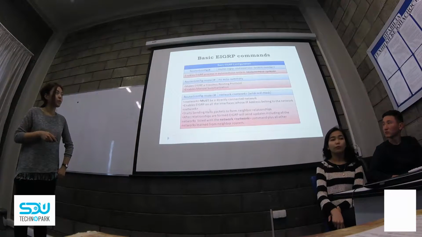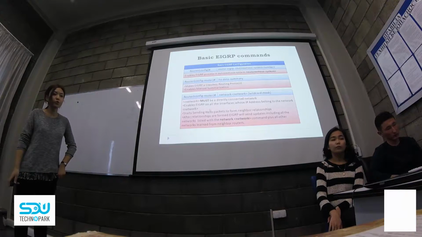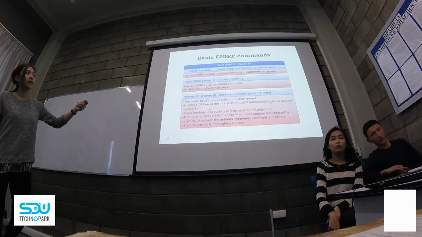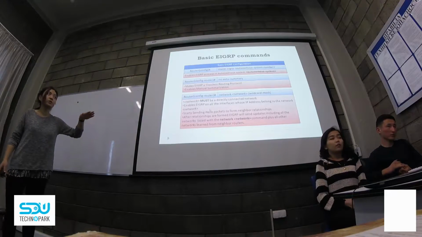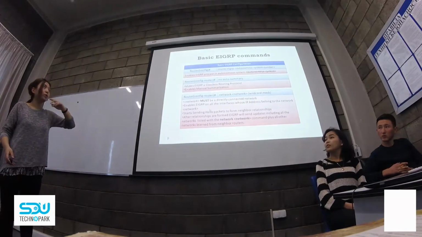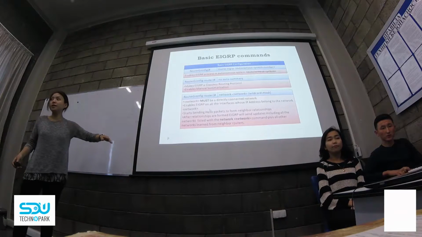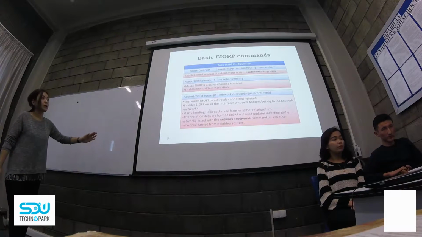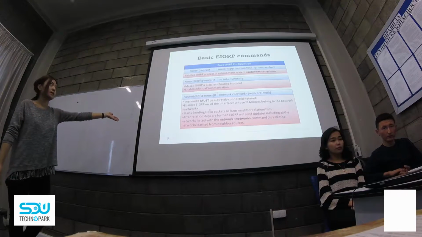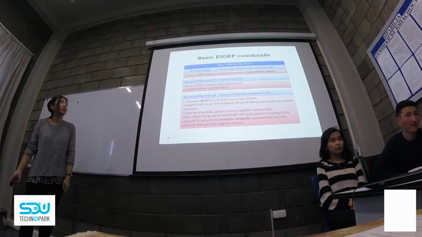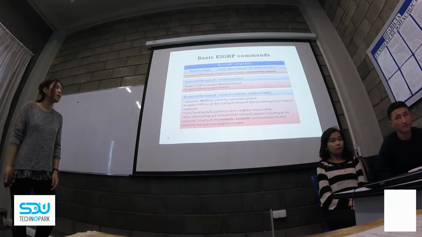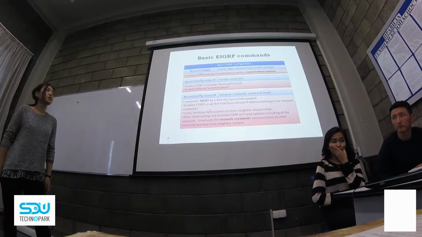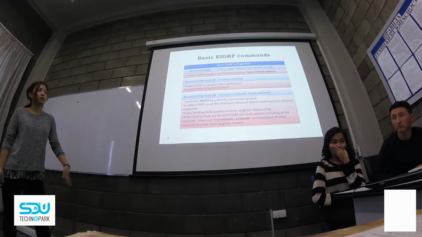We have some basic EIGRP commands, which we will use a little bit later. In order to enable it, we need to type router EIGRP and the autonomous system number. The autonomous system number for every router needs to be exactly the same in order to use the EIGRP protocol. Next, we type no auto-summary, which makes EIGRP a classless routing protocol and enables manual summarization. Then we need to write network and wildcard mask. The network must be directly connected.